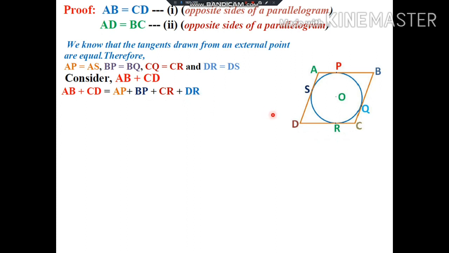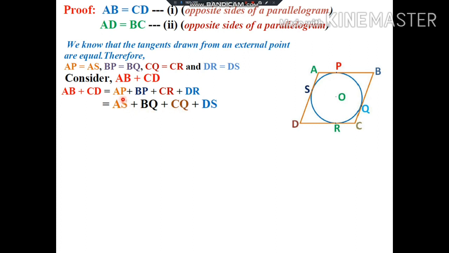Now substitute. What is AP? AP is nothing but AS. And BP is nothing but BQ. What is CR? CR is nothing but CQ. Similarly, DR is equal to DS. Dear children, substitute for all these.